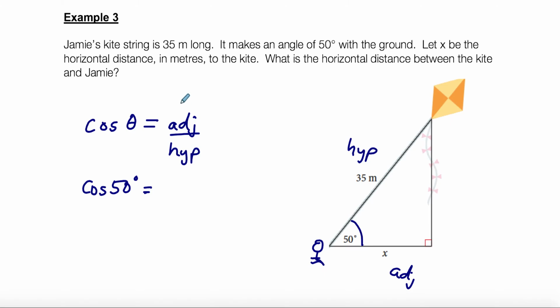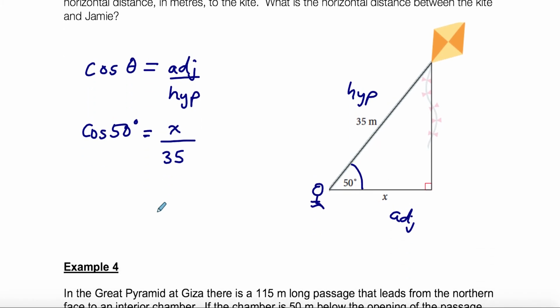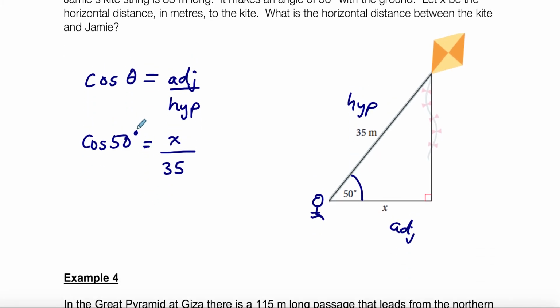The 50 degrees would never go on this side. So the adjacent in this case is x and the hypotenuse is 35. So very similar to the last one. In order to solve this problem, we can just find the cosine of 50 times 35, and it's easy enough just to let your calculator do that. Cos 50 times 35 is 22.5.